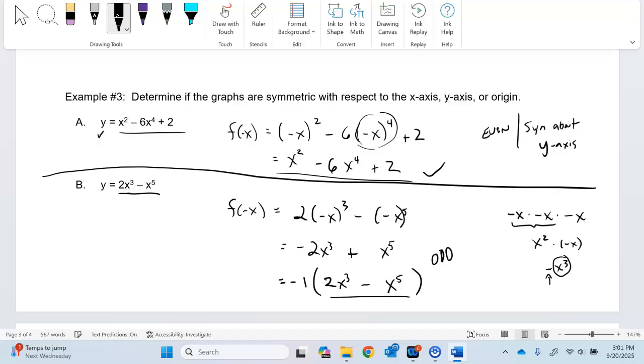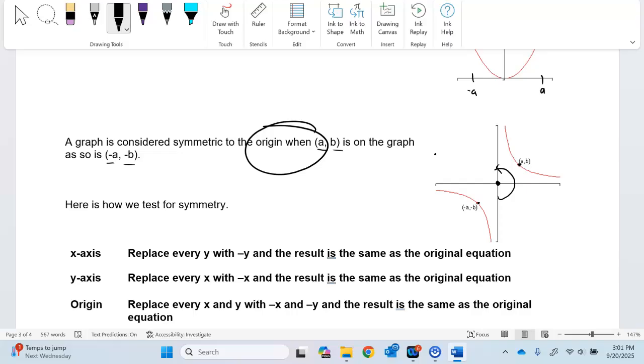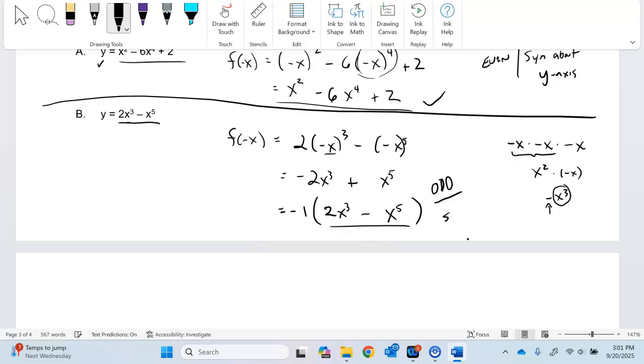Right, if I input an x, output a y, then what else has to be on the graph? Input a negative x, output a negative y. Right, this is the opposite of the original function. So that corresponds with symmetry around the origin. One of these guys, input a positive, get an output positive. But if I input a negative, I get the output of the same value but negative. And that means it's odd, and it also means it's symmetric about the origin.